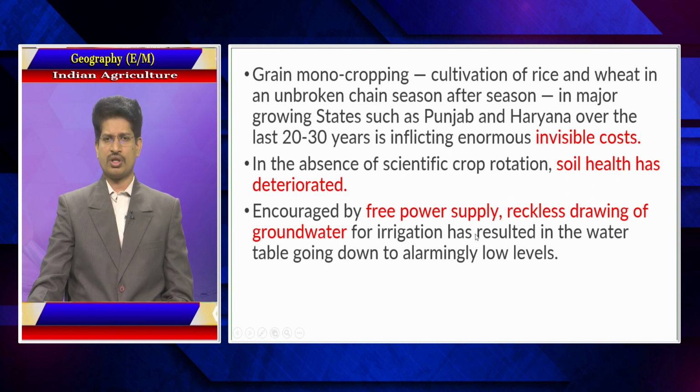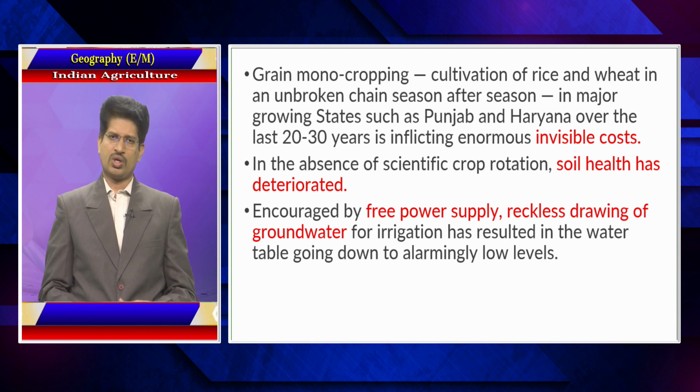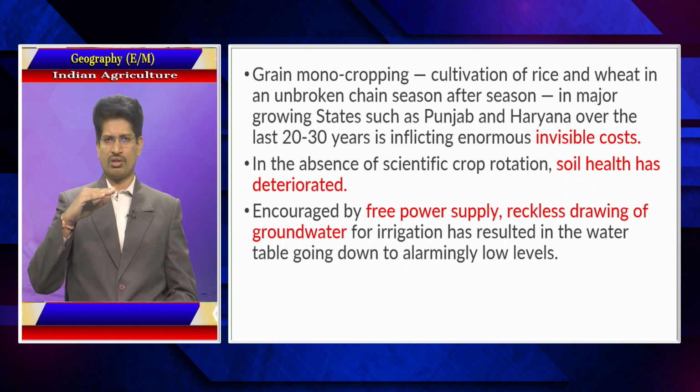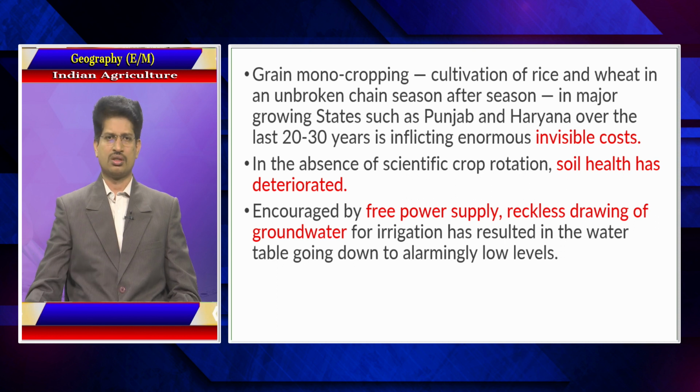Encouraged by free power supply, reckless drawing of groundwater for irrigation has resulted in the water table going down to alarming low levels. So, because of indiscriminate use of water, the alarming or dangerous thing happening is the decrease in the level of the water table.